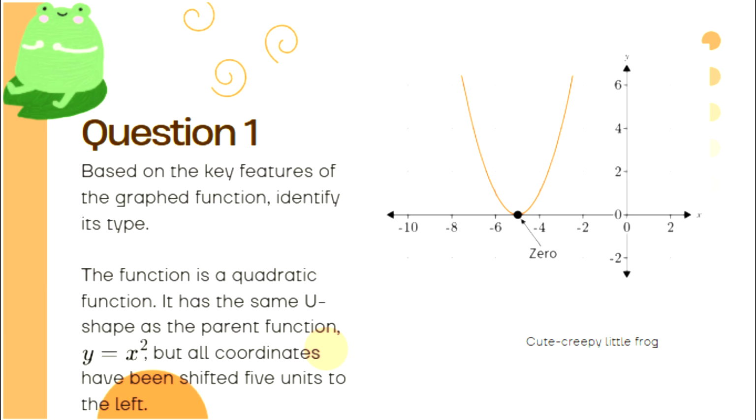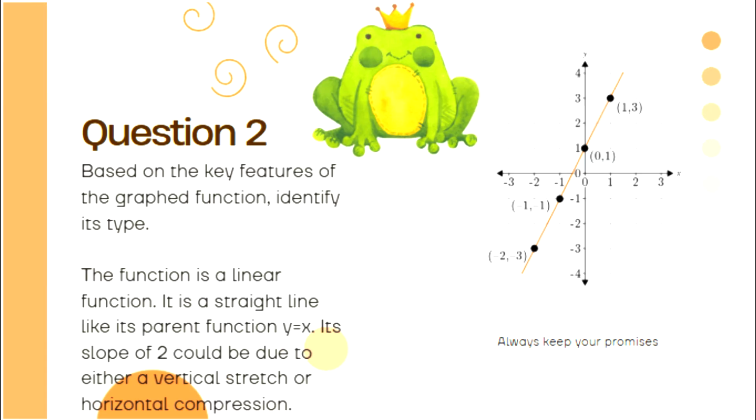Y equals x squared is the formula, but all coordinates have been shifted 5 units to the left. You shouldn't be able to answer all of that yet. But you know, it wants to be difficult and make you cry. Here's question number 2. Oh, and look, I already gave you the answer. Whoopsie daisy. Based on the key features of the graphed function, identify its type. What type of function is that? Well, obviously it's linear because it's a line.